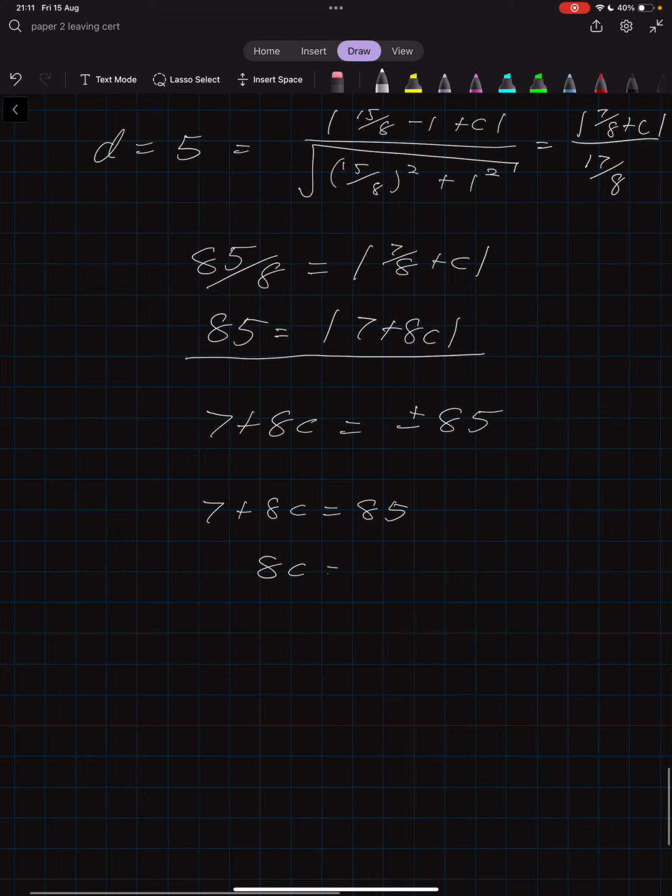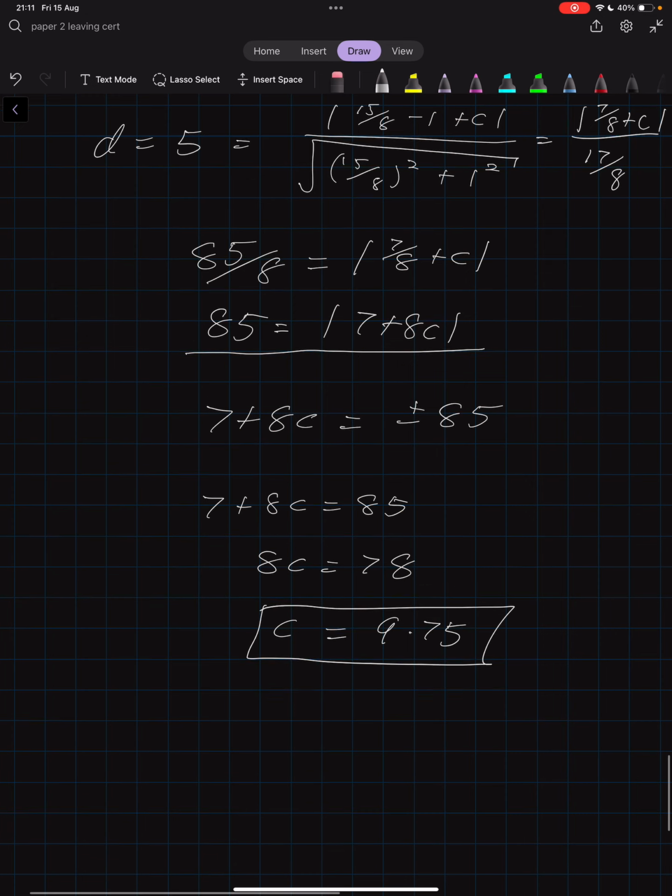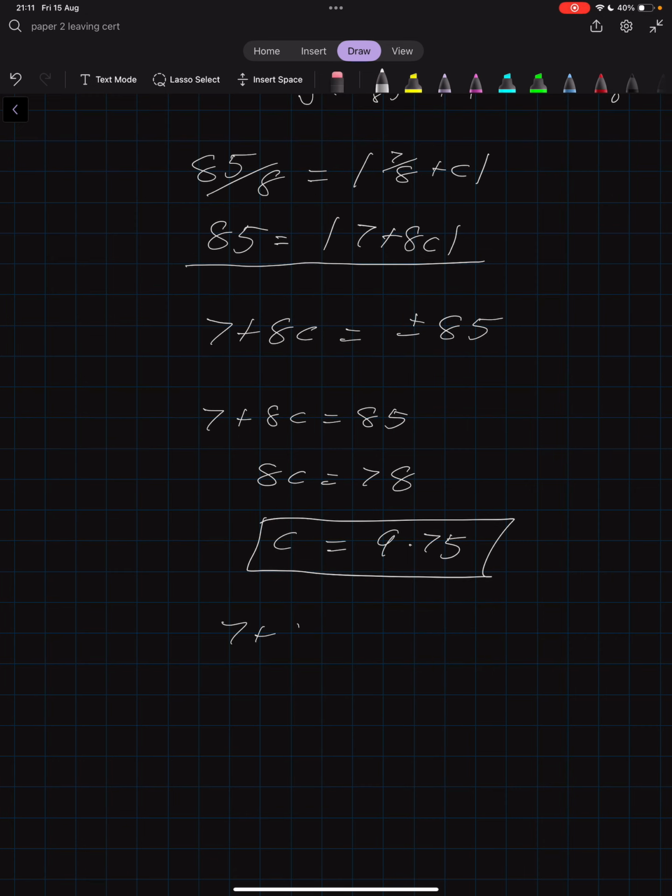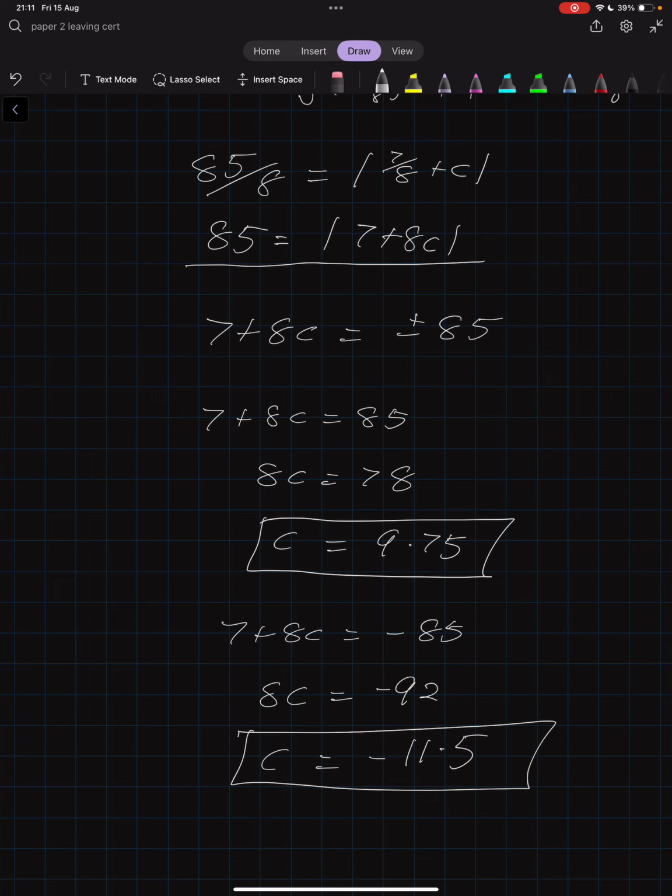Then 8c is going to be equal to 78. So c, if you divide that, it definitely doesn't go in, that's going to be 9.75. So that's one value of c. For the other value, you'd say 7 plus 8c is equal to minus 85. So 8c is going to be minus 92. So c is going to be minus 11.5. So those are your 2 values of c.